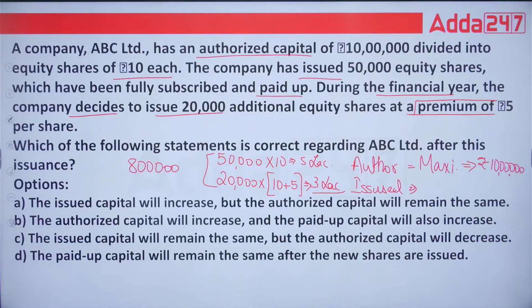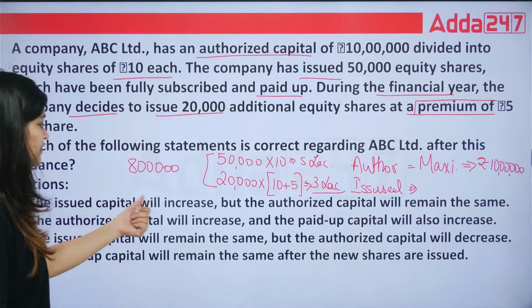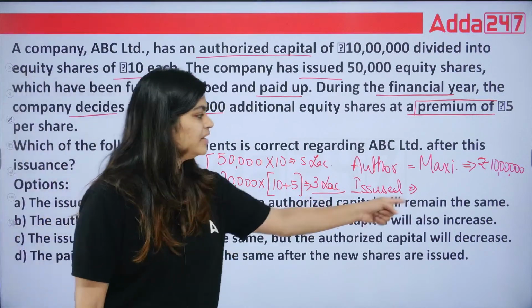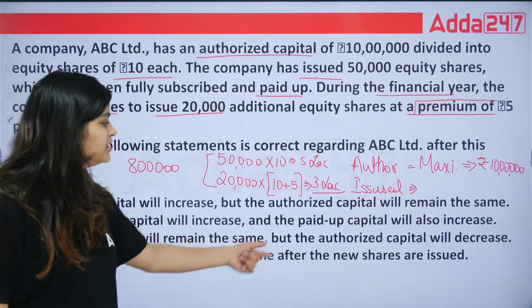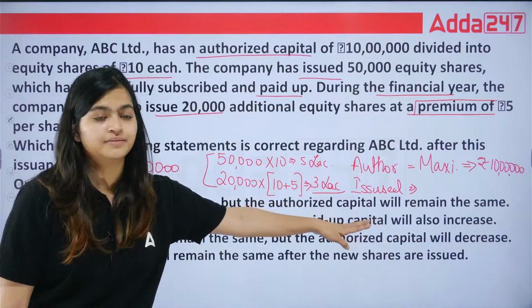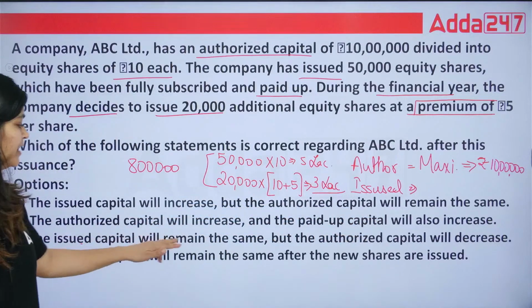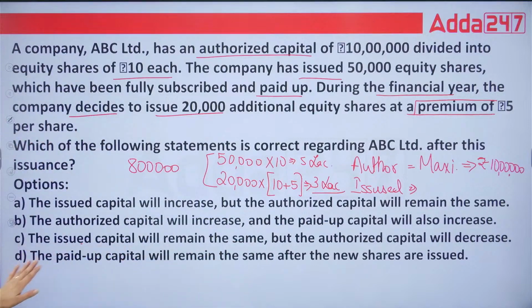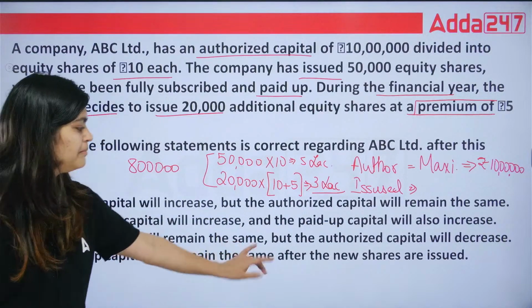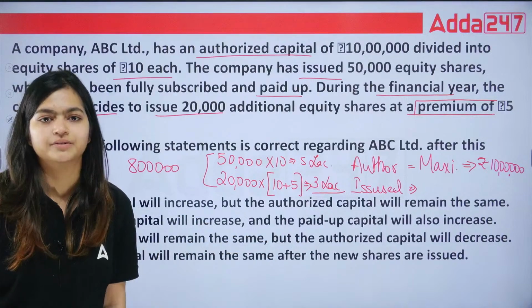Which statement is correct? A, issued capital will increase, authorized capital will remain the same. B, authorized capital will increase, paid up capital will also increase. C, issued capital will remain the same, but the authorized capital will decrease. D, paid up capital will remain the same after the new shares are issued.